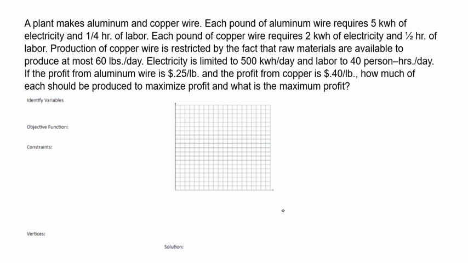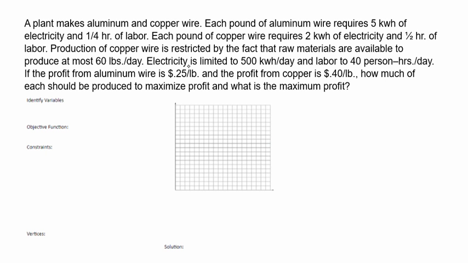It says that a plant makes aluminum and copper wire. Each pound of aluminum wire requires 5 kilowatt hours of electricity and 1/2 hour of labor. Each pound of copper requires 2 kilowatt hours of electricity and 1/2 hour of labor. Production of copper wire is restricted by the fact that raw materials are available to produce at most 60 pounds per day.